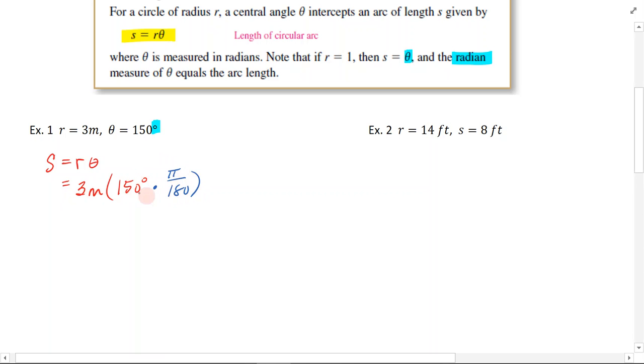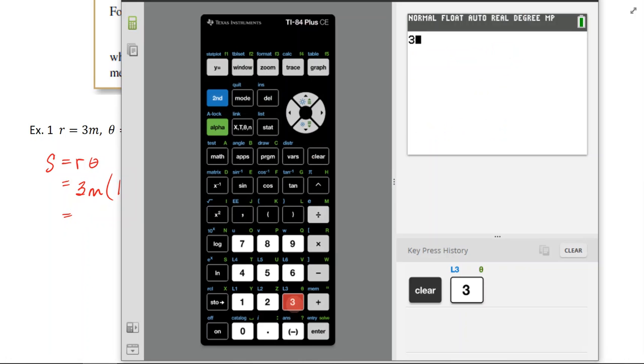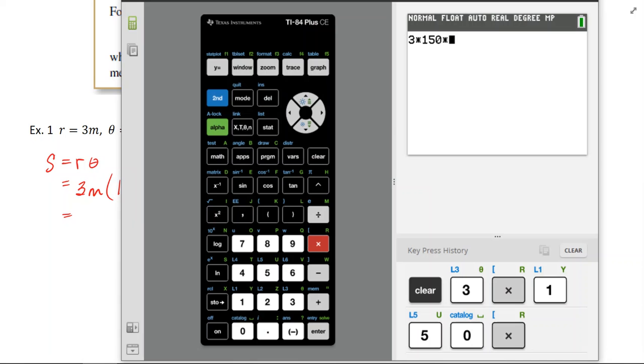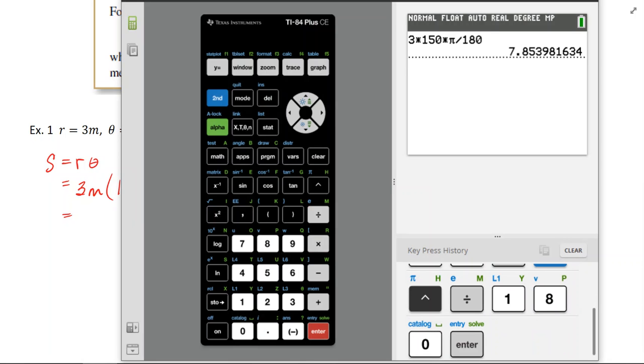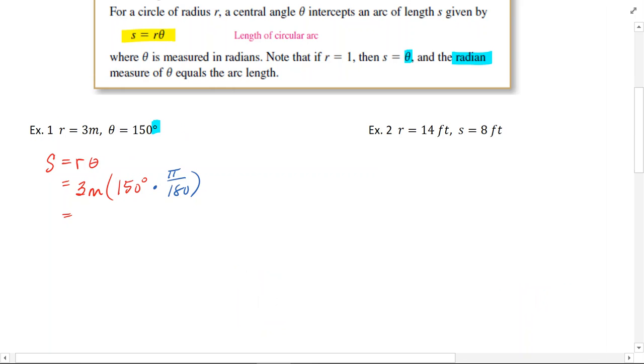So I can plug all of that information into my calculator, and that would just look like 3 times 150 times pi, which is the symbol here above the caret, divided by 180. The decimal representation is just 7.85. That's an approximation because we used the decimal value of pi, but that's what I would be looking for here. If I round to 2 decimal places, I get 7.85 meters. Okay, so that's one way we can look at this. Let's look at another example over here.